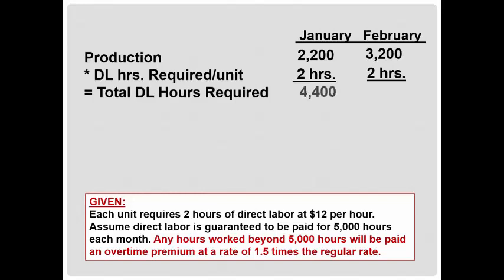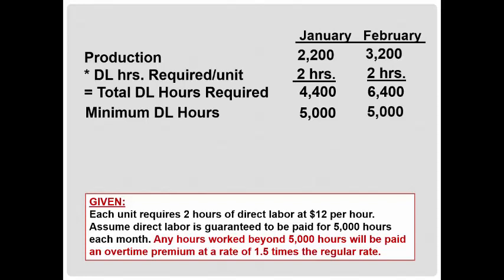So in January we need 4,400 hours, and in February we need 6,400 hours. Now we'll compare that to the minimum. At minimum, we'll pay for 5,000 hours in both January and February. Now we can see that in January, when we compare the hours needed to the minimum, we will pay no overtime hours in January. But in February, we'll pay 1,400 overtime hours.